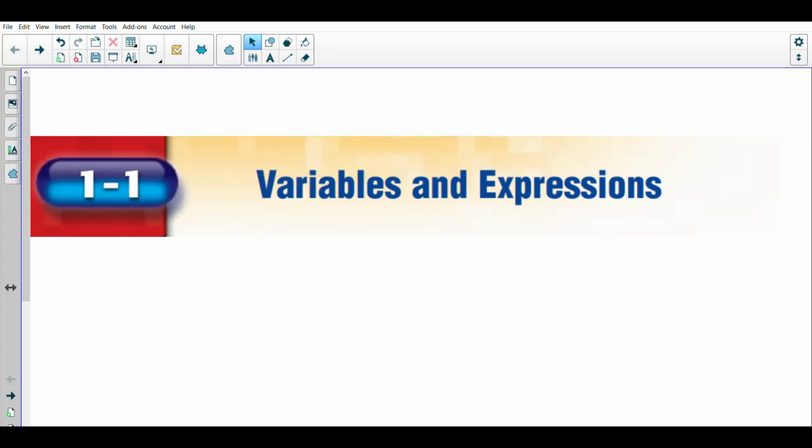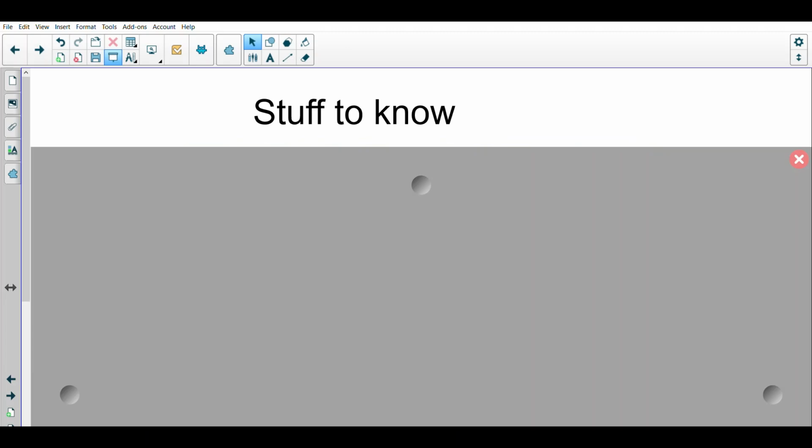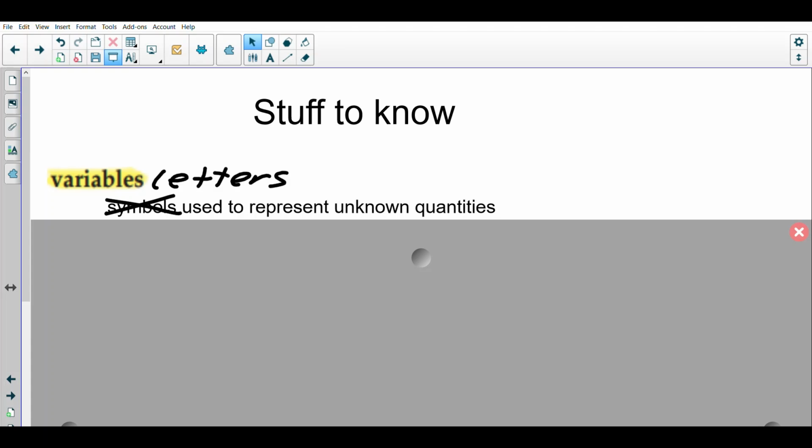Welcome, and in today's video we're going to start off with section 1-1, variables and expressions. As we get started, there's some stuff we need to know, and those are some vocabulary terms. The first one is variables. They're the letters that are used to represent unknown quantities, such as x, y, z, n. These are our most common, but you can really use any letter you want.